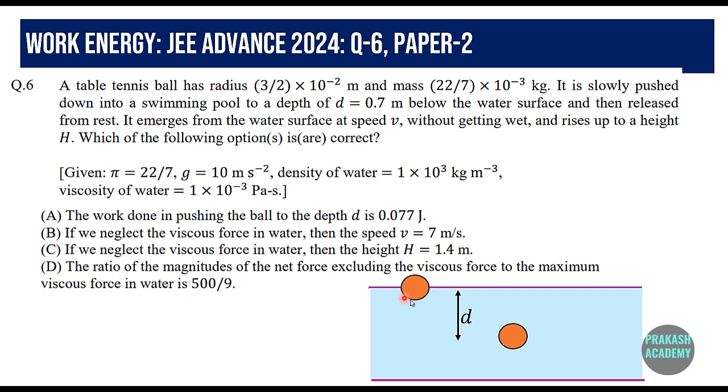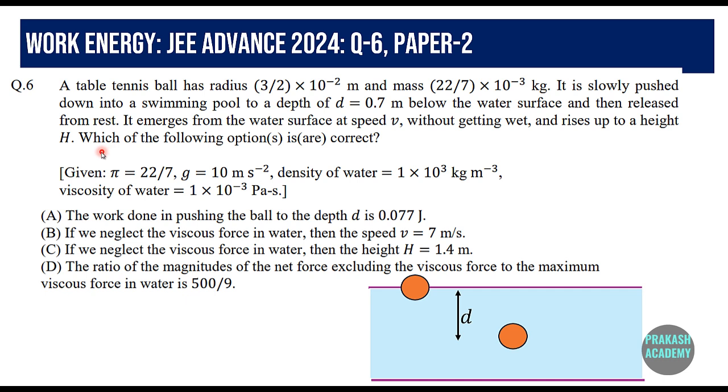So this is the table tennis ball, mass is given and radius is also given. This ball is slowly pushed to a depth of d and from this position it is released. It emerges from the water surface at a speed v without getting wet and rises up to a height h. And this ball comes here on this surface. At this point, at the water surface, it has a velocity of v. And that is why it further rises and it rises up to a height of h.